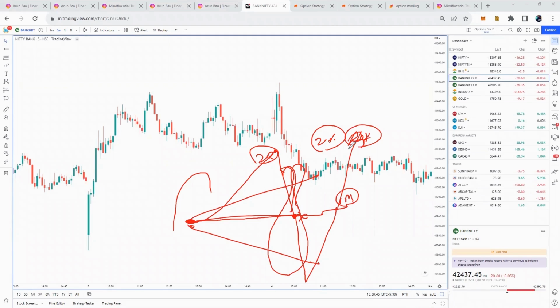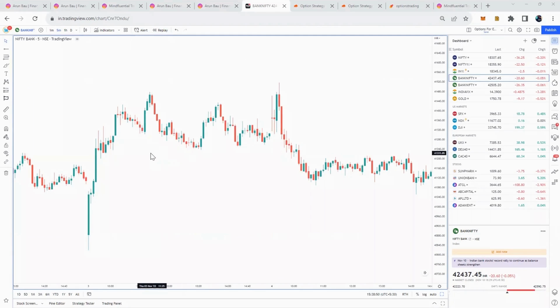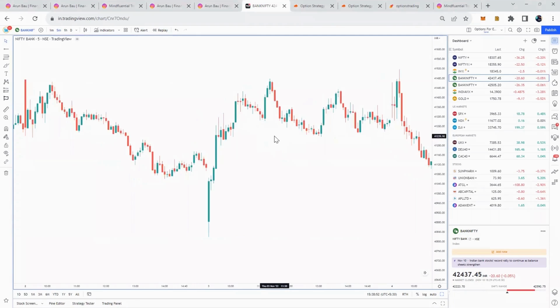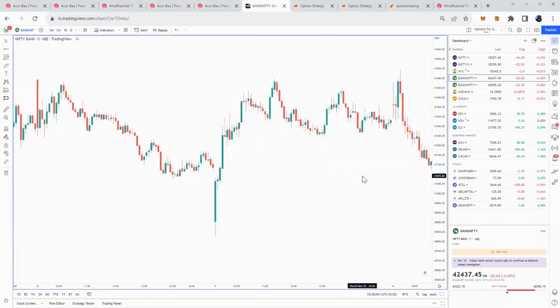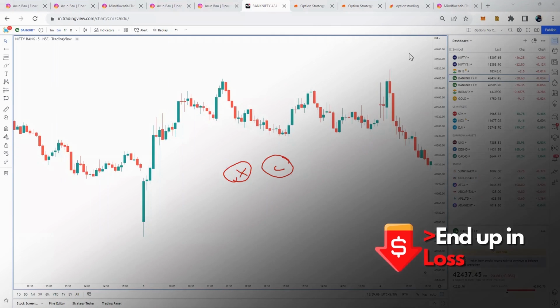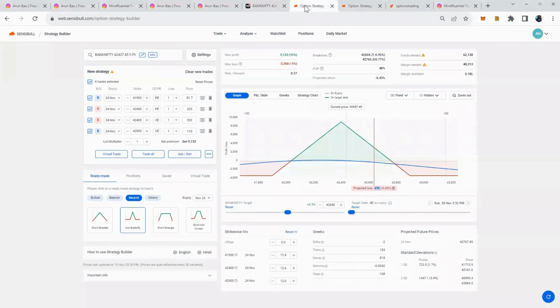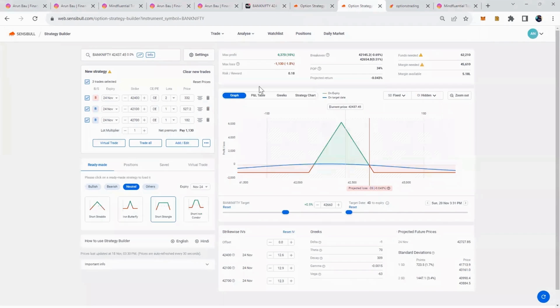This cannot be deployed on other days. Only on expiry day this is suitable, because I'm talking about it without adjustment. Sometimes the market can keep trending in one particular direction without doing a reversal or a retracement. In those cases, if you're not doing the adjustment, you may end up at a loss. But whenever you're deploying, make sure you are ready to accept the max loss.